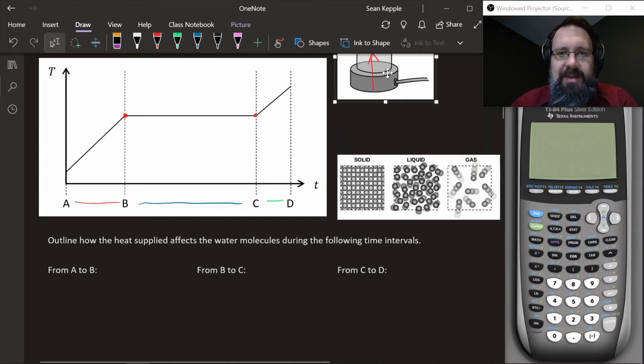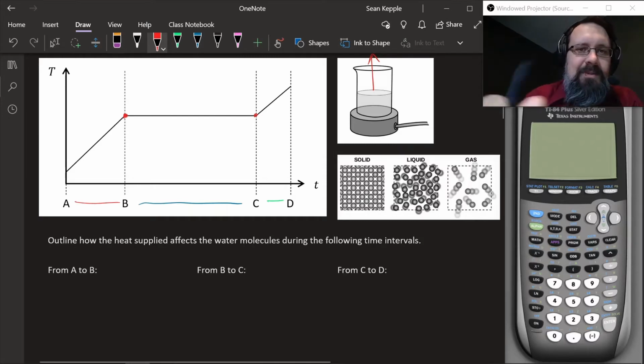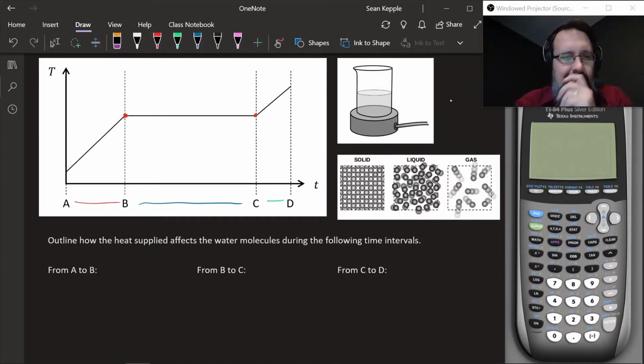Let me move this stuff down so it looks nicer. Okay, I just lost my arrow. Okay, so let's talk about that.